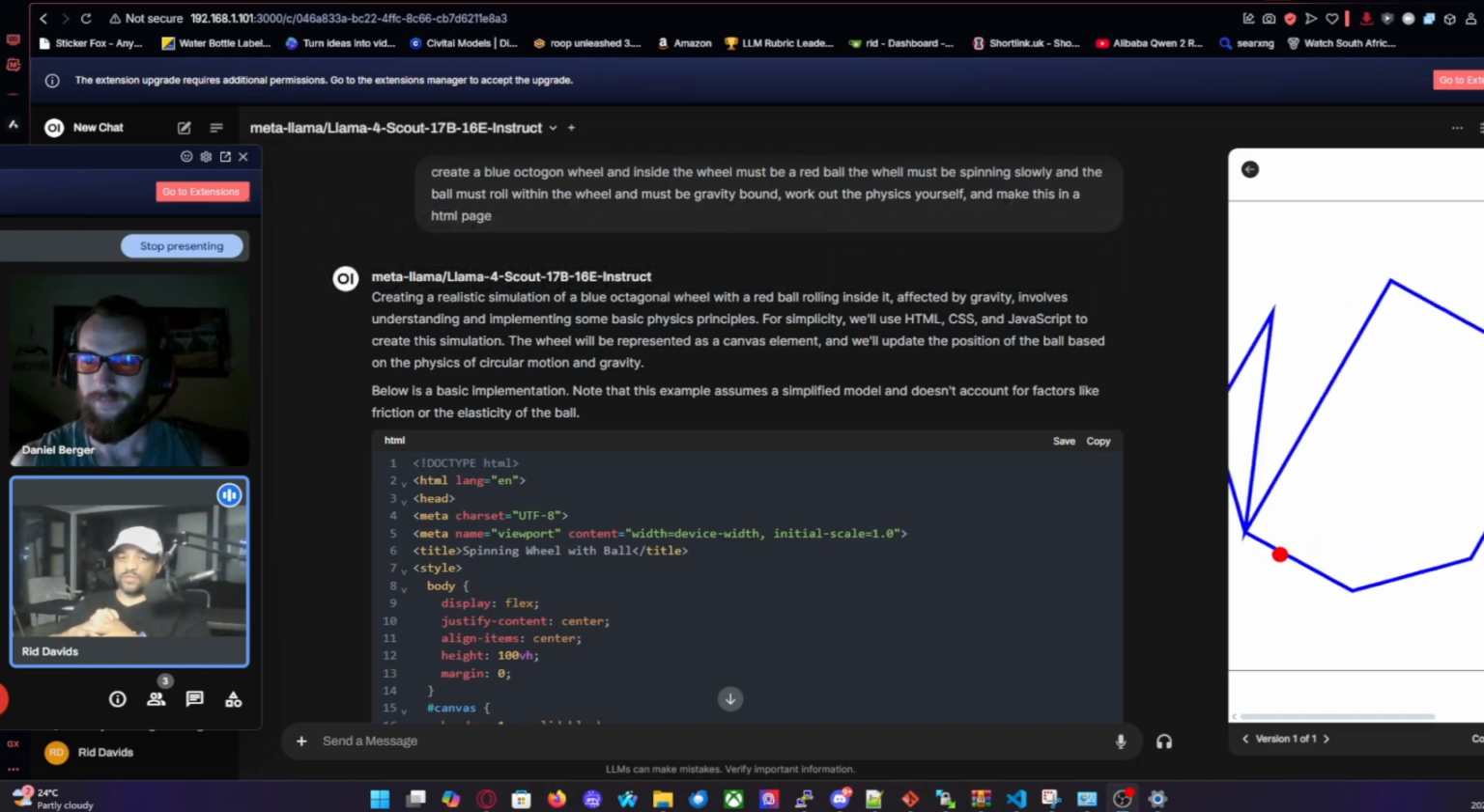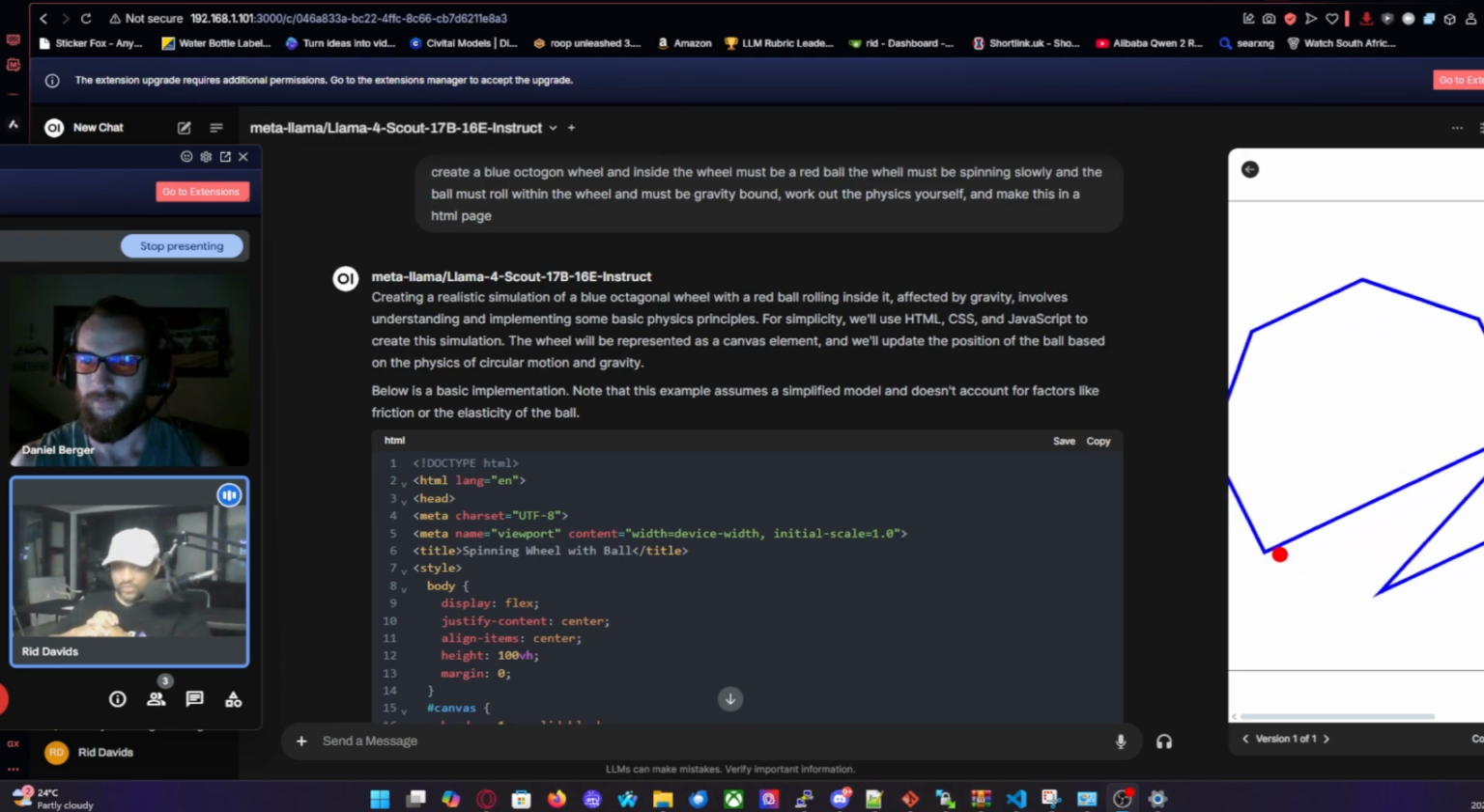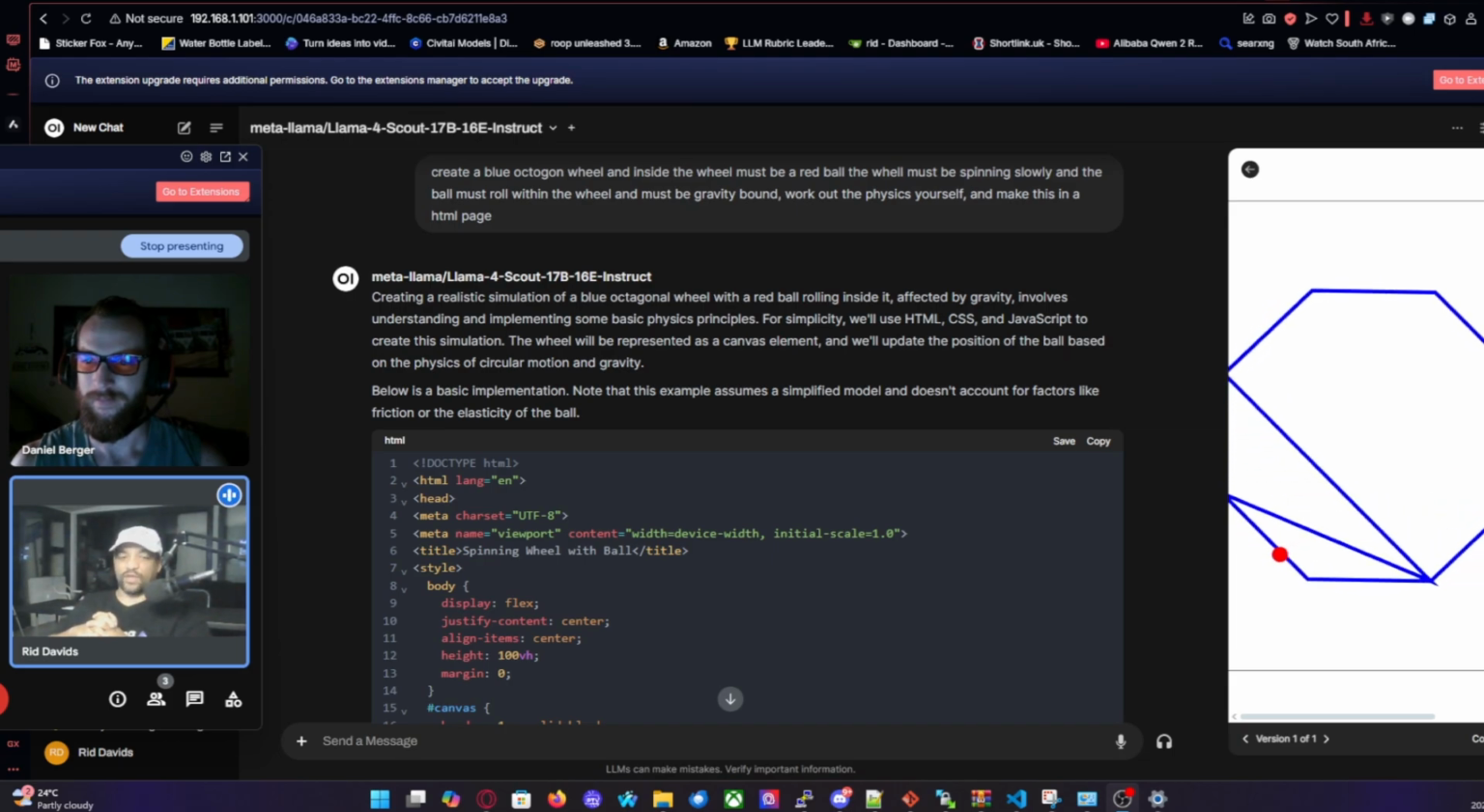Meta's got some strict laws. It's not Apache 2 license. It's not MIT license. It's under the Llama Meta license. Be careful when you use those, dudes and dudettes. You can get screwed or sued.